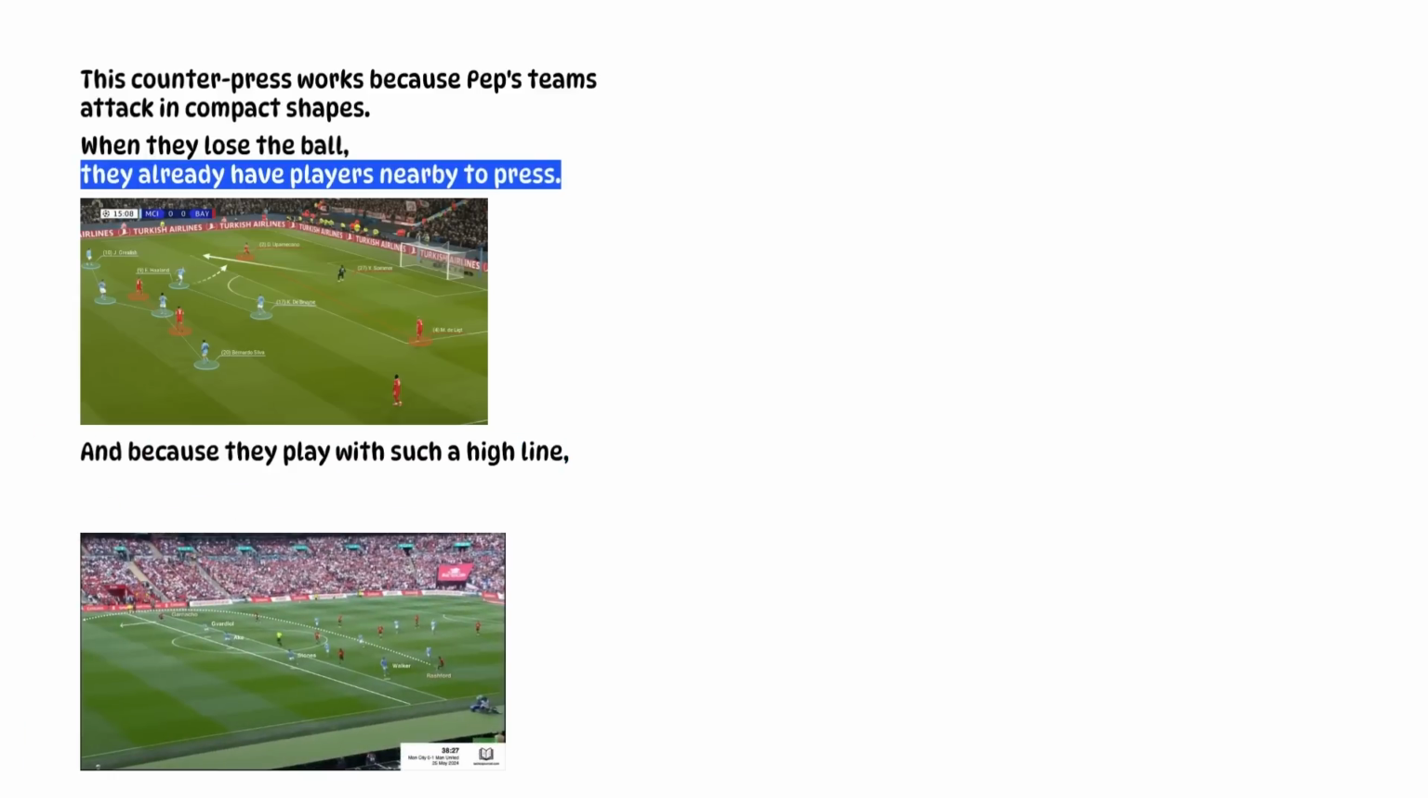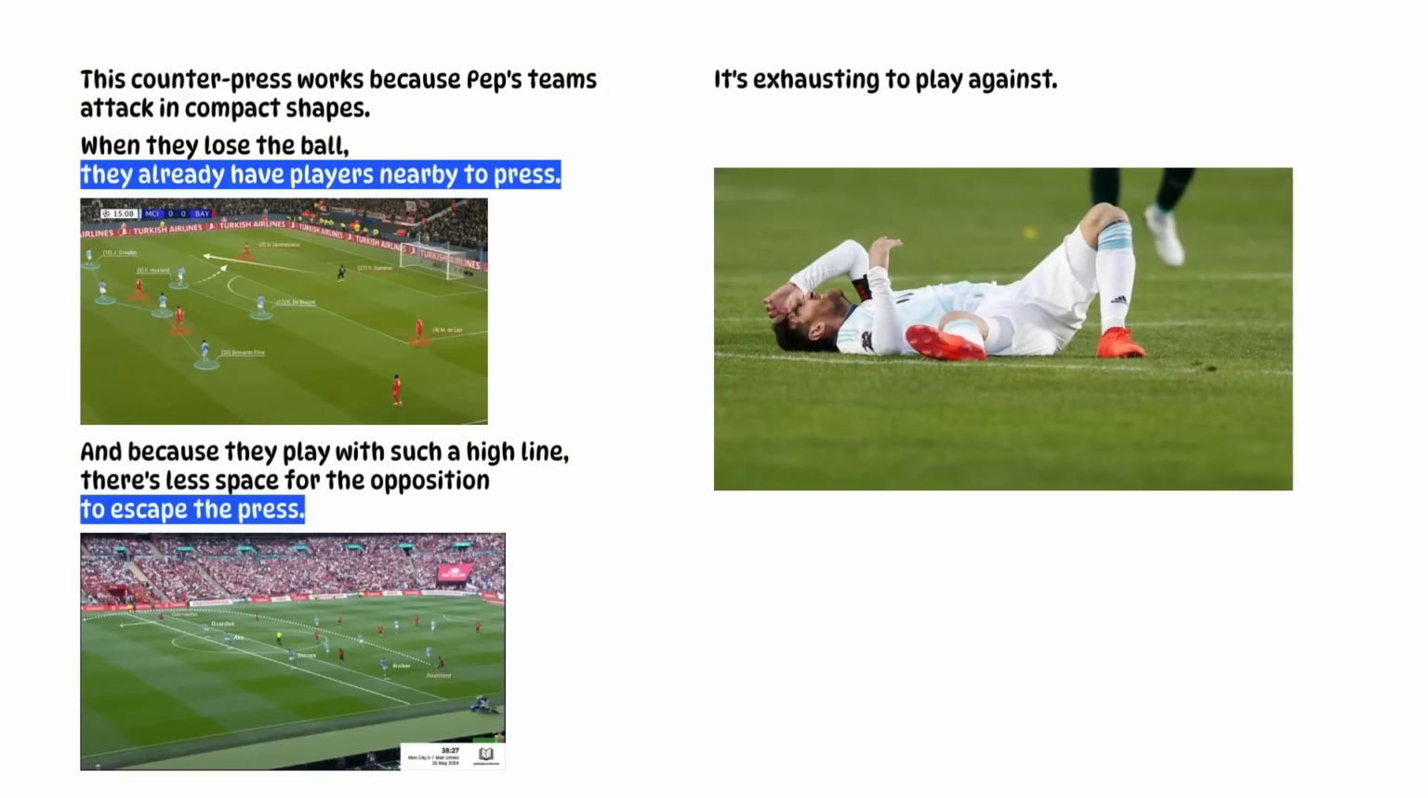This counter-press works because Pep's teams attack in compact shapes. When they lose the ball, they already have players nearby to press. And because they play with such a high line, there's less space for the opposition to escape the press. It's exhausting to play against. Just when you think you've won the ball, you're immediately under pressure again.